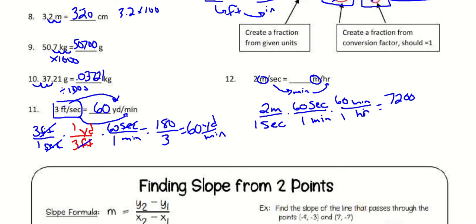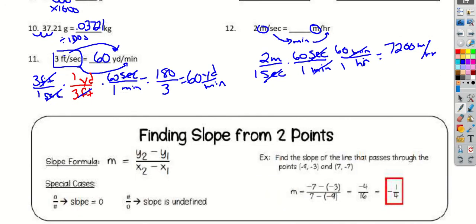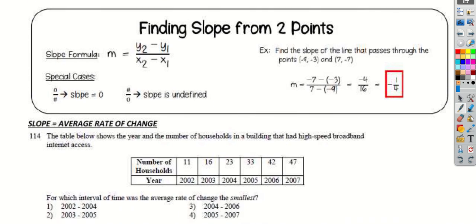And there you go. And then once again, the seconds cancel, right? The minutes cancel, and I'm left with meters per hour. All right, there's just a couple questions on conversions. There's not much, so we'll get to them as we go along here.